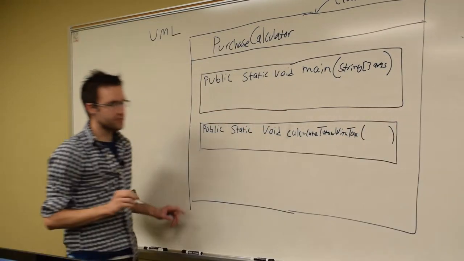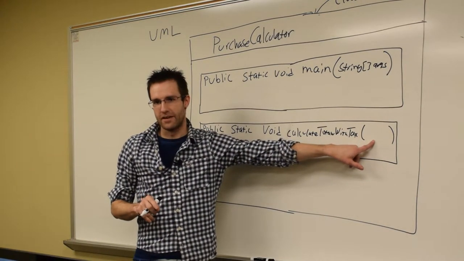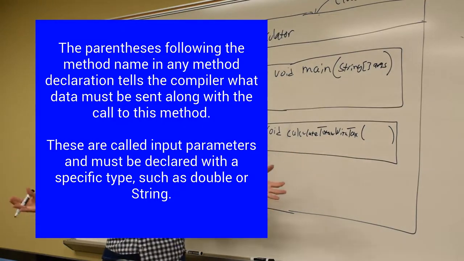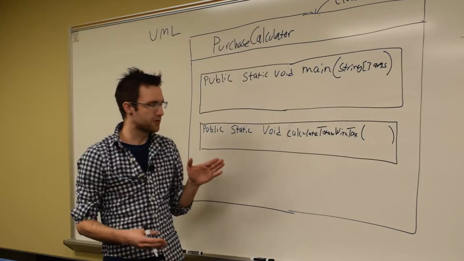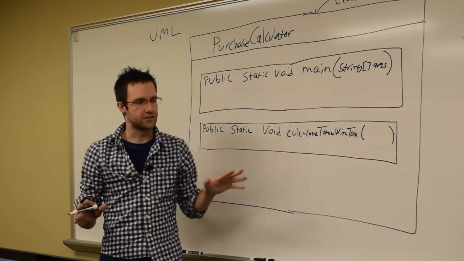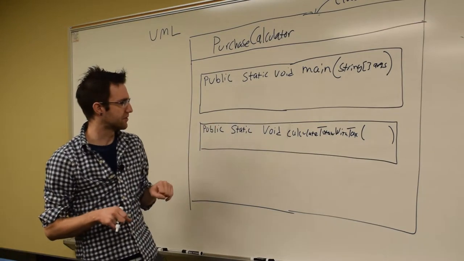Now, what we're working on is this parentheses. If this method is going to calculate our total with tax, what does it need to know? What the sales tax is, and what the total is. So we're going to start super simple, and we're just going to give it the total. We will assume that this method will know what the sales tax is. Normally, Monday and Wednesday of next week, we'll figure out how to do this in a more Java-like way.